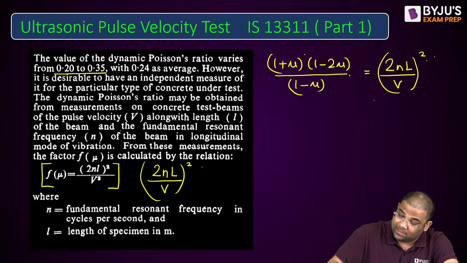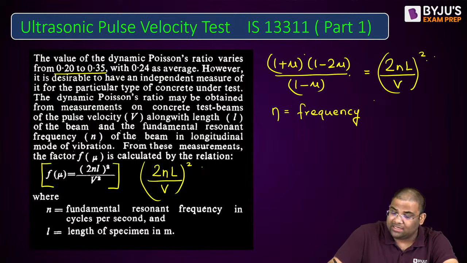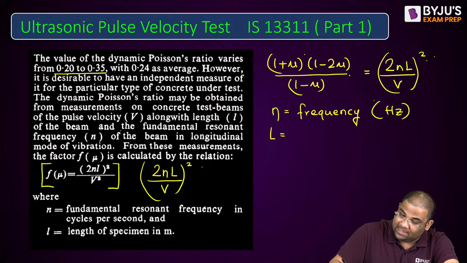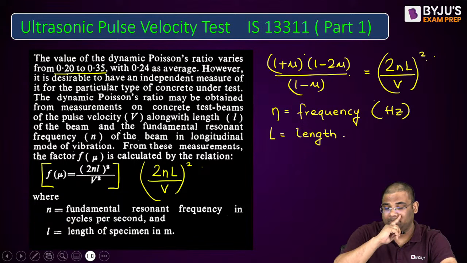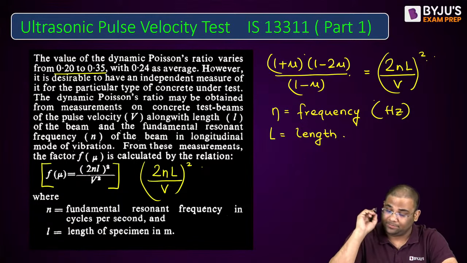Now what is this n? It is the frequency, in cycles per second. Cycles per second is actually hertz. And then l is the length of the specimen, right? The length means from where to where you are measuring and sending the signal.